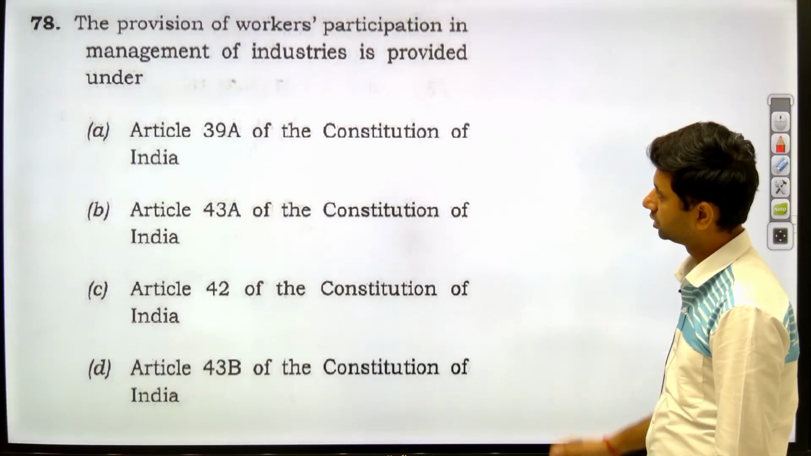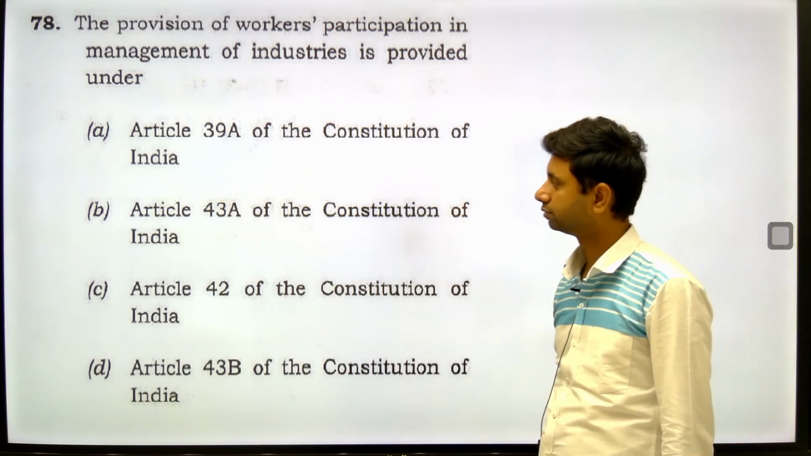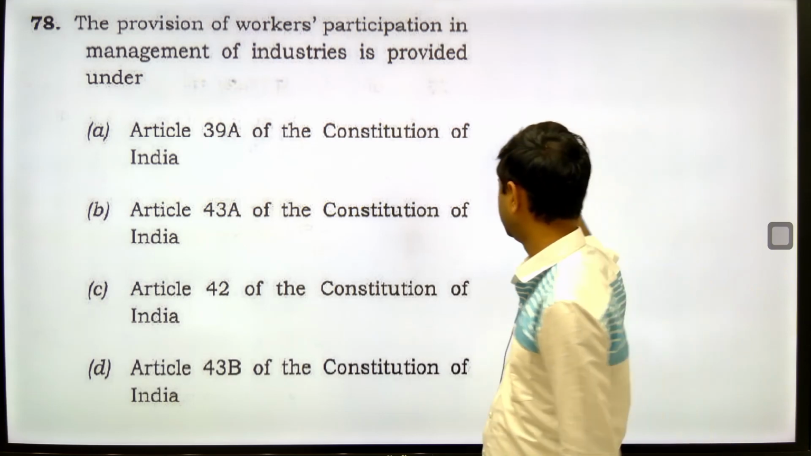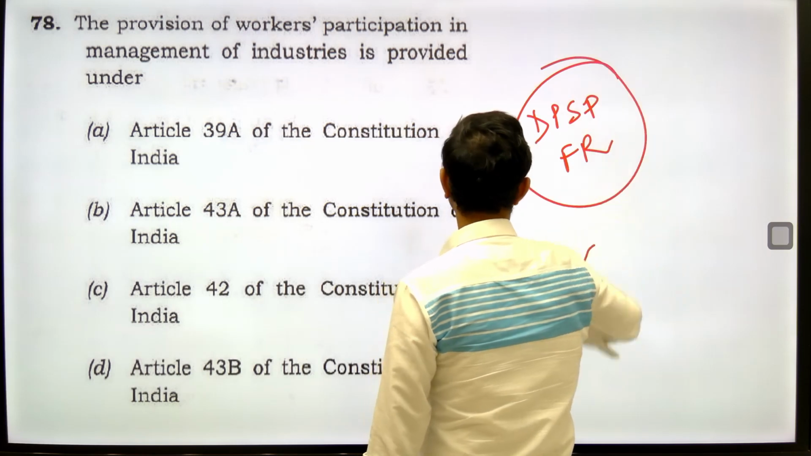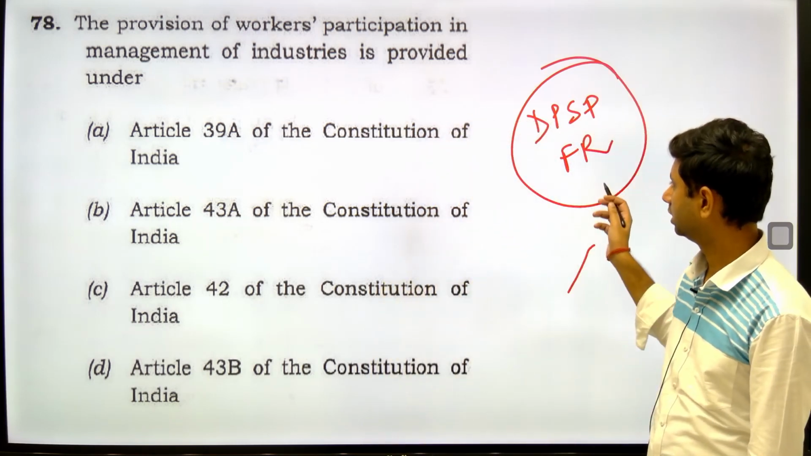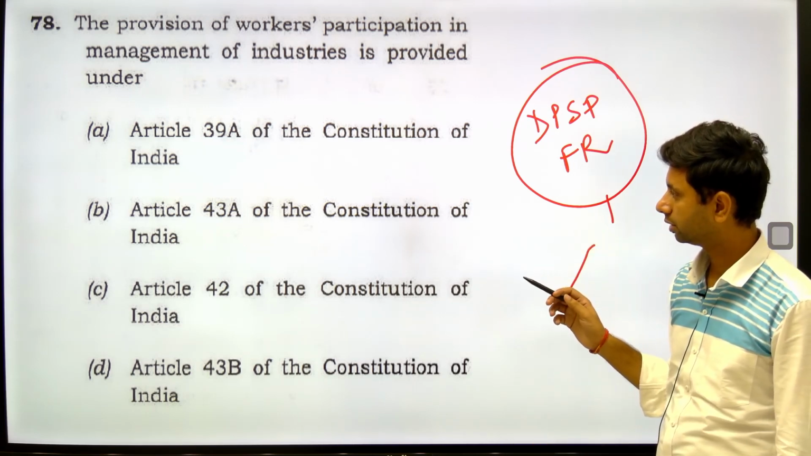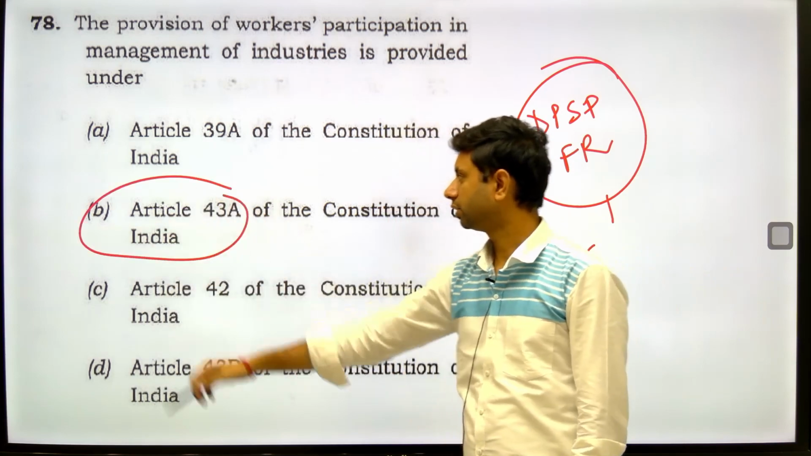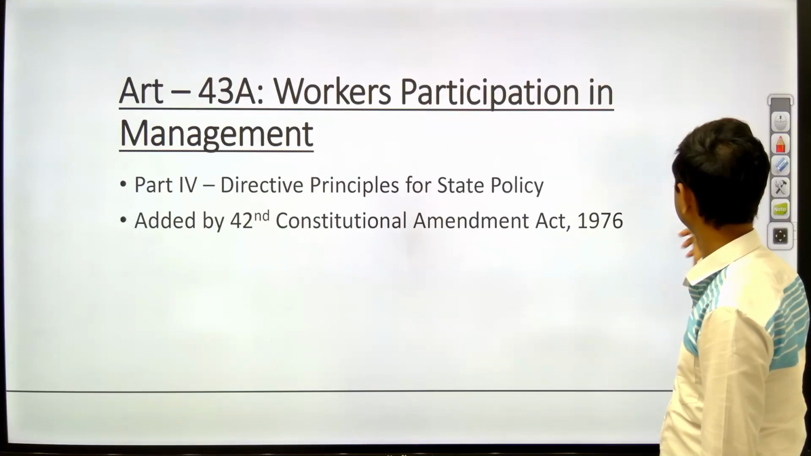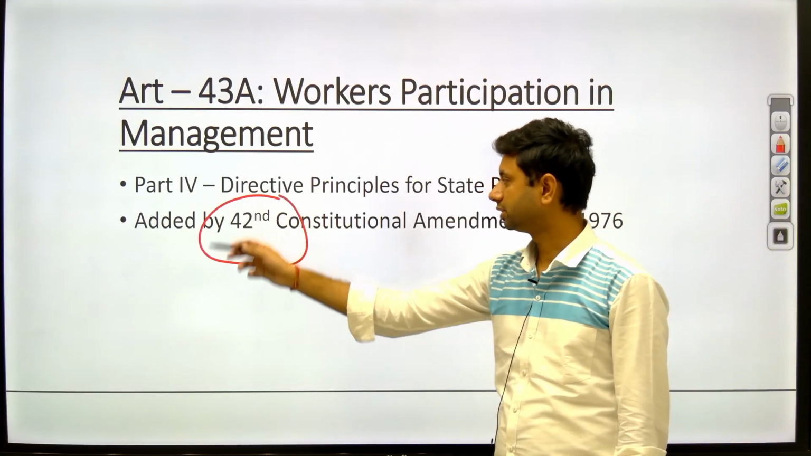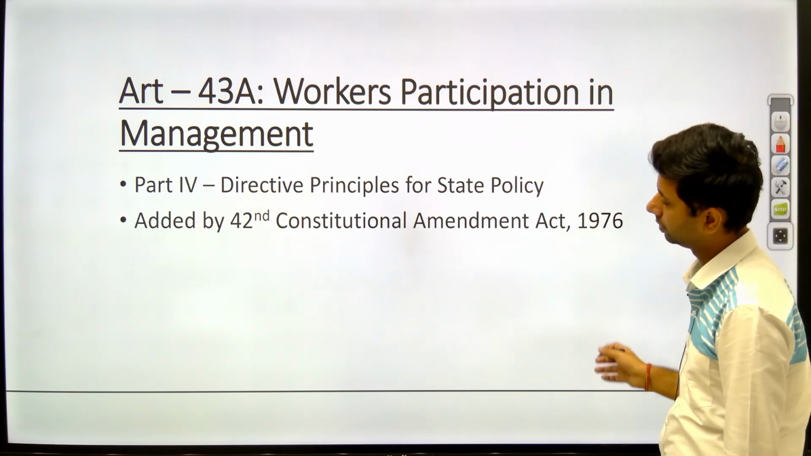Next question is about the provision of workers' participation in management of industries, which is provided under which article? This is very important. You prepared DPSP and fundamental rights with respect to industrial relations, or anyways you have to prepare because this is under your polity syllabus. The answer for this is Article 43A of the Constitution of India. This was added by the 42nd Constitutional Amendment Act 1976, workers' participation in management.